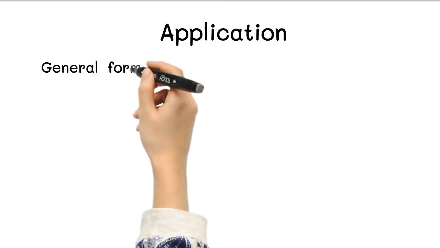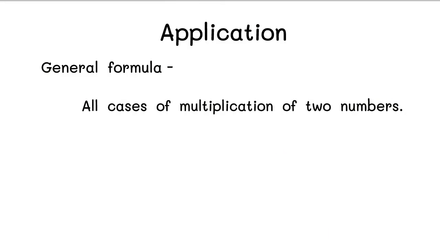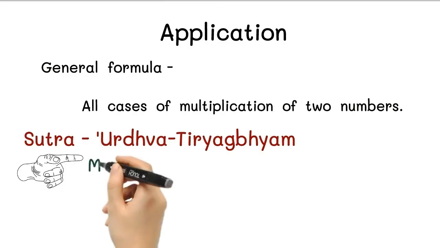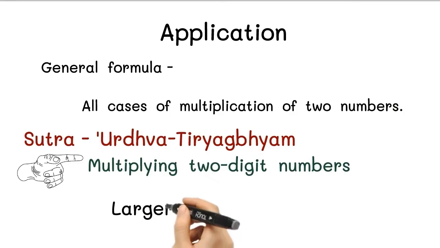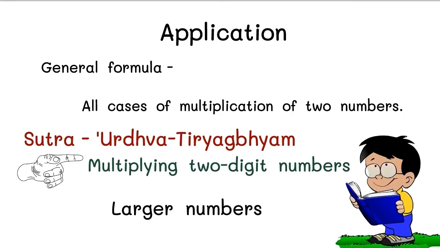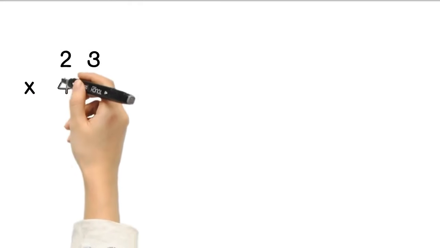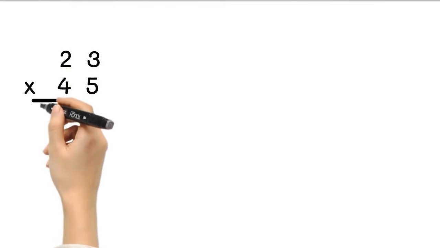Application. It is the general formula applicable to all cases of multiplication of two numbers. The sutra Urdhva Tiryakyam is especially useful for multiplying two-digit numbers, but it can be extended to larger numbers as well. Let us learn how it works. Let's multiply 23 by 45 using the vertically and crosswise method.